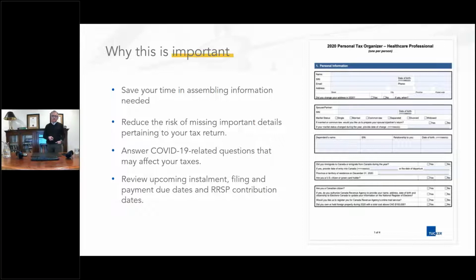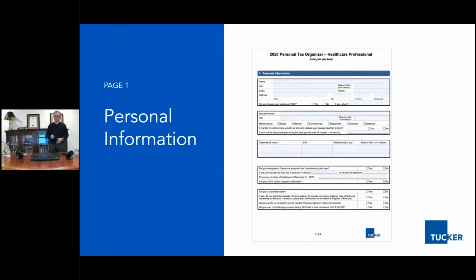The purpose for tonight is just to save you some time as you get ready to pull together all of your documents, to reduce the risk that we're going to miss some important information when we set about preparing your tax return, to answer any COVID-19 related questions that may affect your taxes. There are some particular items with respect to that we've asked in that organizer, but just to give you an idea of some of the implications, and then also to review upcoming installment filing, payment due dates, as well as RRSP contribution dates. So this is the first page of the organizer.